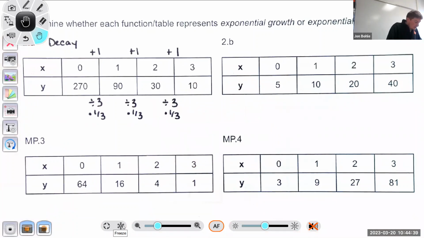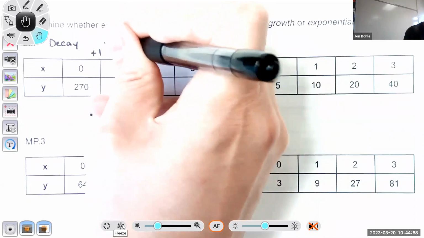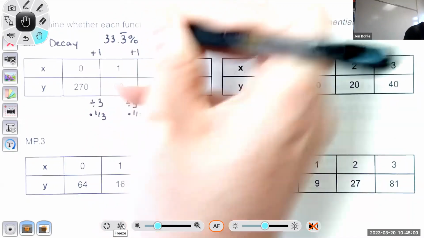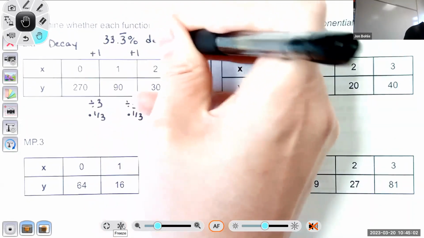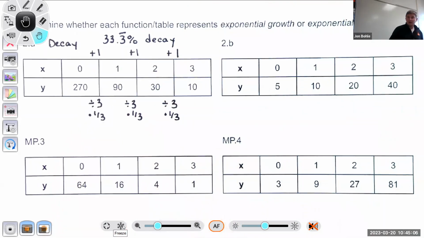Hey, let's do a little bit extra with this though. So what's my percent decrease? If I'm multiplying by 1/3 or I'm dividing by 3, what's my percent decrease? 33, and I'm going to go 0.3 repeated. 33.3 repeated. Right? Because for every 1 x this goes up, this goes down by 1/3. So this has a 33% decay.